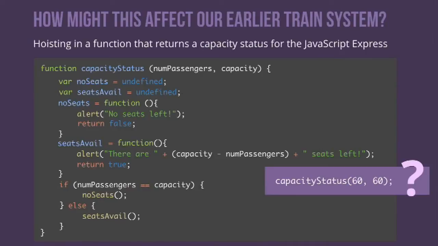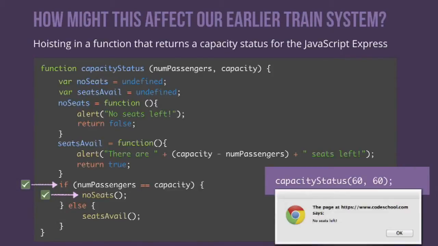So now, when we check to see if numPassengers equals capacity, it still does. But this time when we call noSeats, everything's fine. There's a function in the noSeats variable, and we're good to roll. And we get our nice alert message. No seats left.